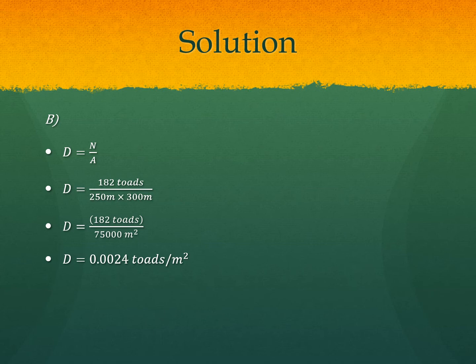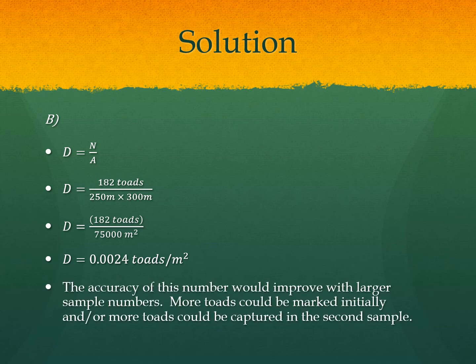Okay, now how could we improve the accuracy of these numbers? Again, we look at sample size. So the accuracy of this number would improve with larger sample numbers. More toads could be marked initially, and or more toads could be captured in the second sample. The more that we are able to capture, the more accurate our population estimate becomes.